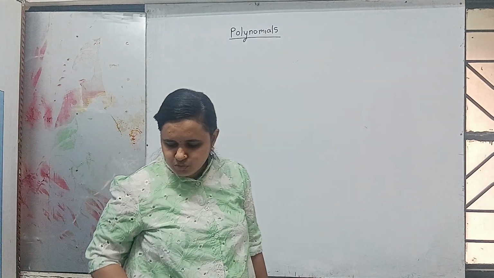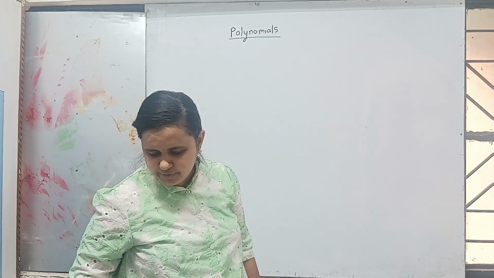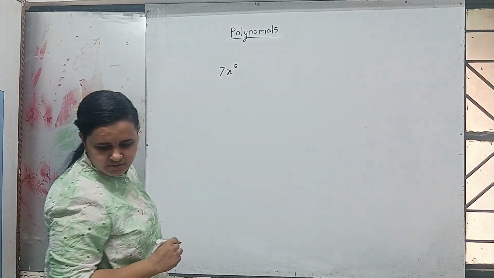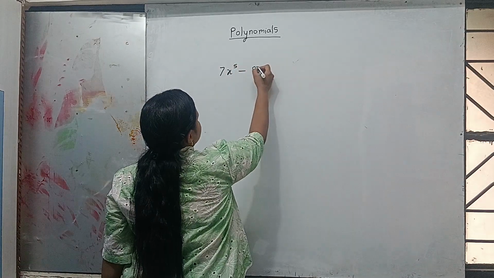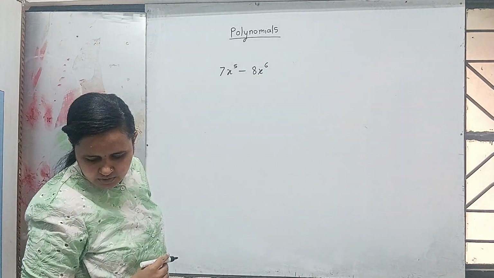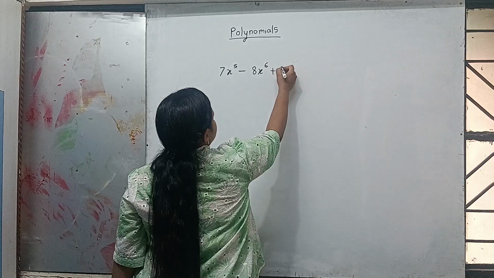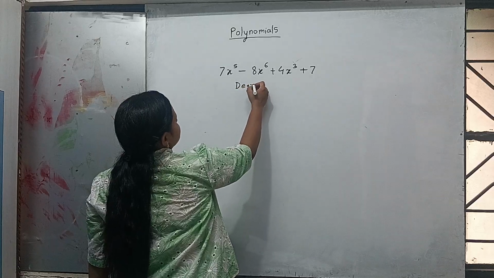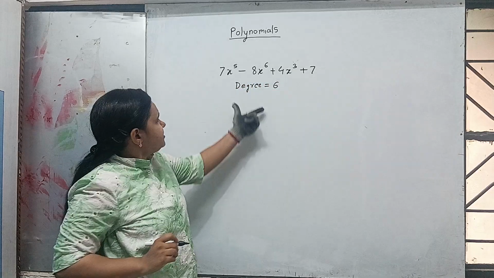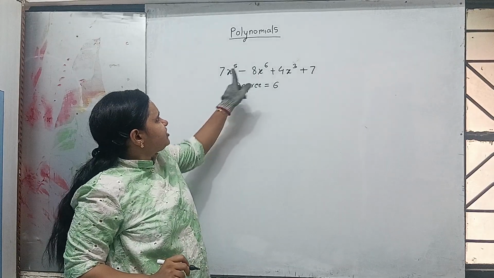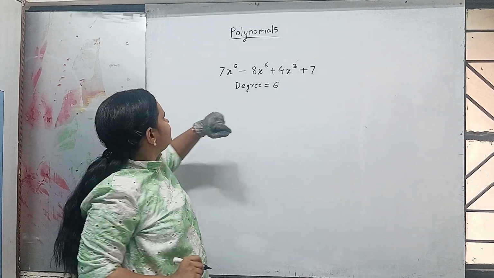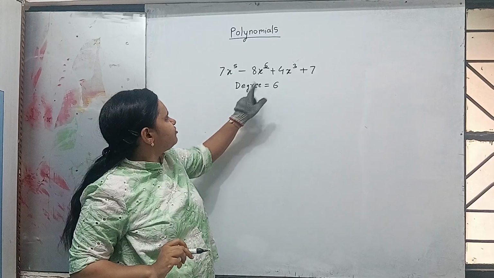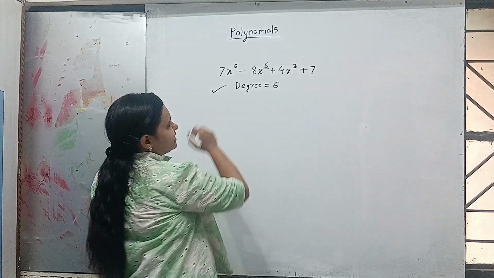Now, ninth question. Two statements are given. The degree of the polynomial 7x to the power 5 minus 8x to the power 6 plus 4x cube plus 7 is given as 6. So is it true? Degree is the highest power of the variable in the expression. Here, the highest power of the variable is 6. So it is the degree of this polynomial. So it is a correct statement.